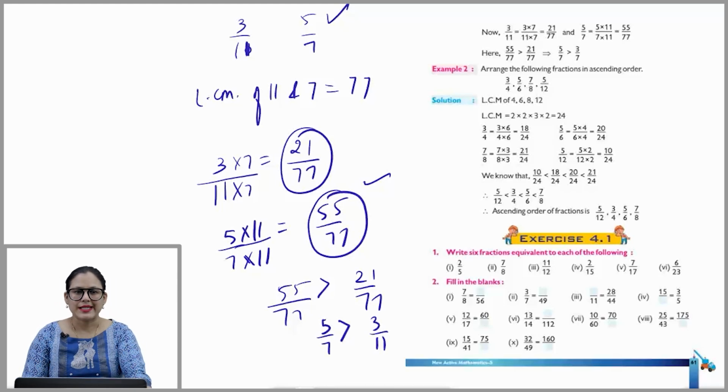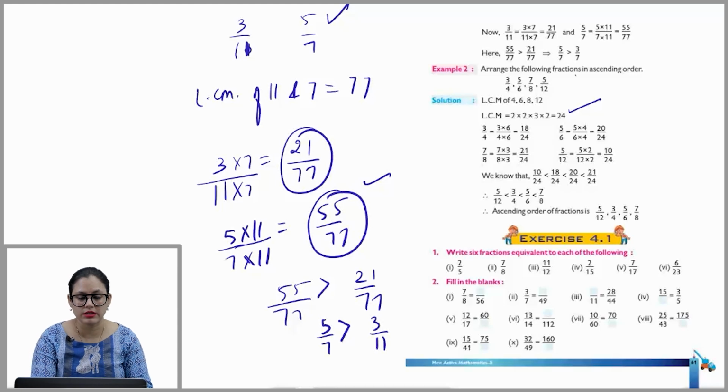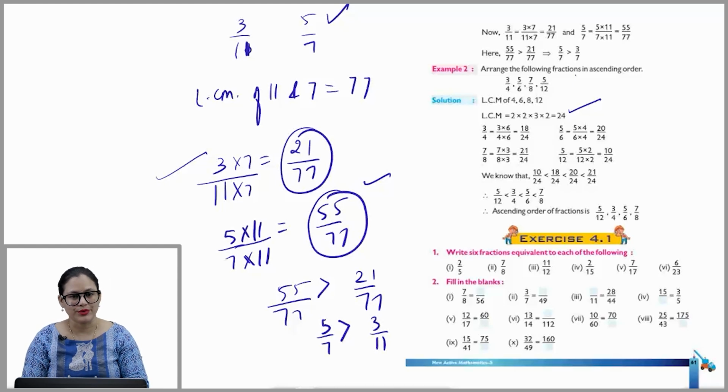Example 2: arrange the following fractions in ascending order. Now we have to arrange these fractions in ascending order. What will we do? First, we will take the LCM of the denominators 4, 6, 8, 12, and the LCM is 24. Now we will make the denominator 24 for each fraction, like we did in this example, and after making the denominators the same, we can easily compare. Then we'll arrange them in ascending order, right?